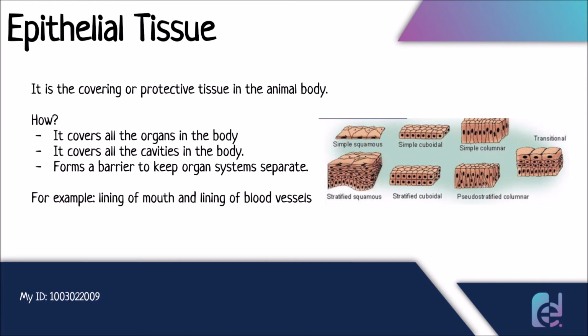Like in plants, we have the epidermis. In animals, we will have epithelial tissue instead. It's basically the covering. It covers all the organs in the body. It covers all the cavities in the body. It forms a barrier to keep organ systems separate.